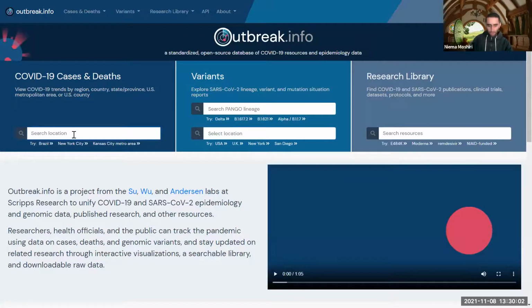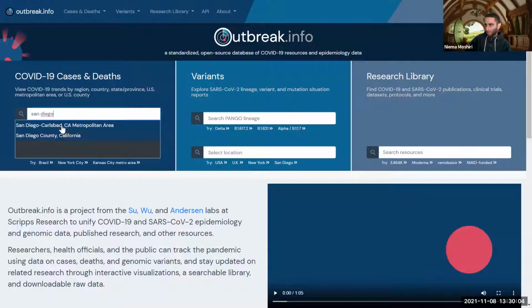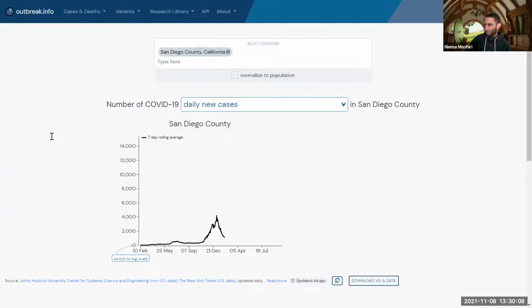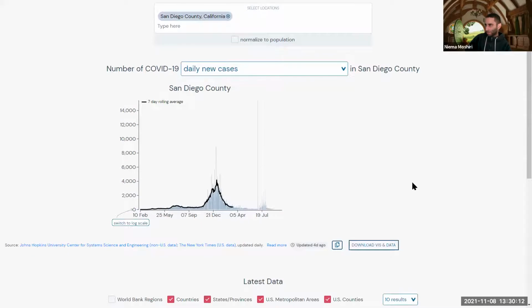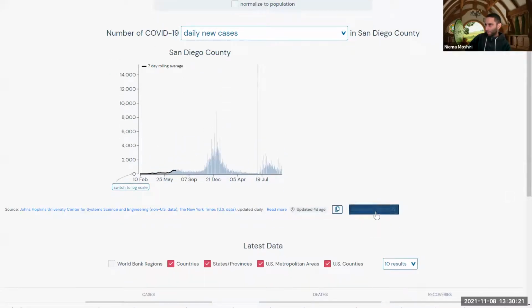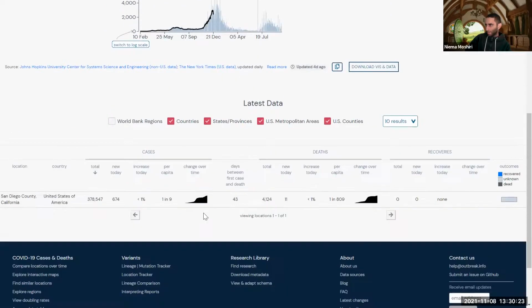case and death data in San Diego. Why do they have Carlsbad? What the heck? That's so specific. But yeah, let's say that I want to look at San Diego in general. They have this pretty visualization. I can make it log scale. I can download the visualization and the data.